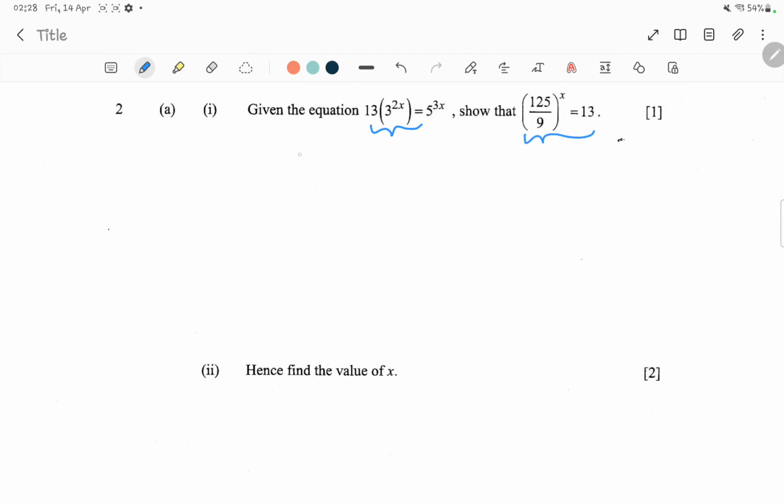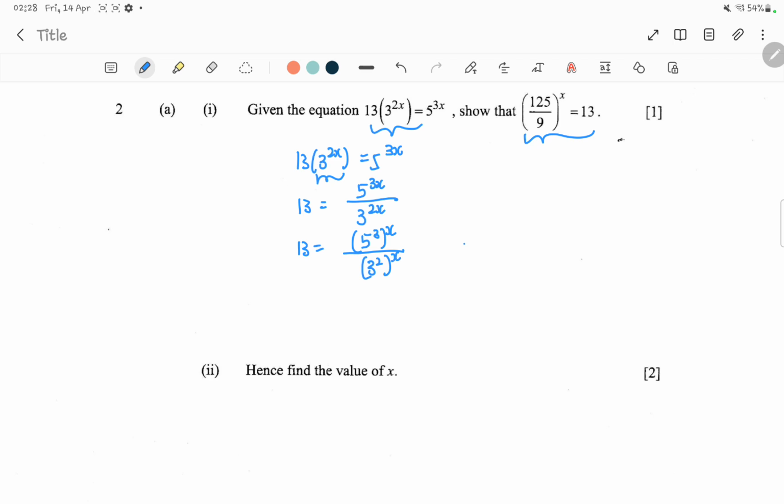So I'm just going to copy down this equation over here, and next what I'm going to do is bring this 3 to the power of 2x and divide it over to the right hand side. So we get 13 equals 5 to the power of 3x over 3 to the power of 2x. Okay, and I can write the right hand side as 5 to the power of 3 whole thing to the power of x divided by 3 to the power of 2 whole thing to the power of x.